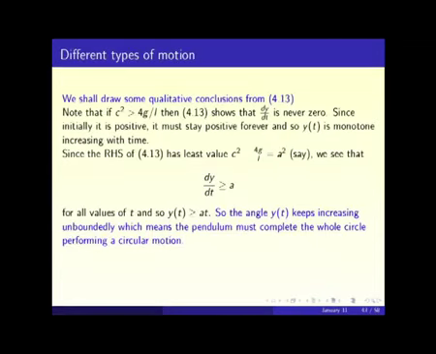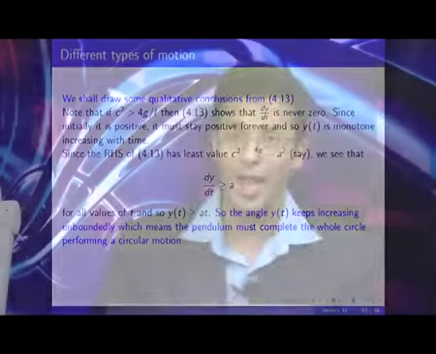So what do we see? If you put c squared minus 4g by L as a squared, then we see that dy by dt must always be bigger than or equal to a. So y of t must be bigger than or equal to at. So y of t is not only monotone increasing with time, it is increasing at least as fast as at. It is greater than or equal to at, and so as time progresses, the angle is going to keep on increasing and it goes to infinity.